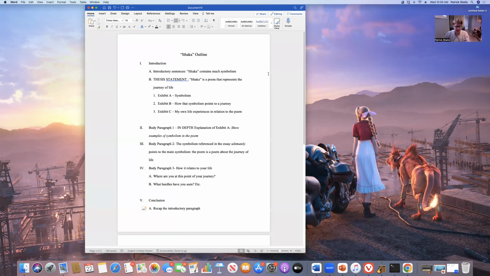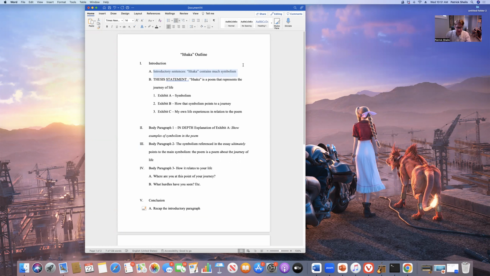So we have our introduction. Everything that goes inside the Roman numeral is going to be included in that specific paragraph. You'll notice that we have 5 Roman numerals because we are going to have 5 paragraphs for this essay. In the introduction, you have your introductory sentences, which are not the thesis statement. These are the sentences that introduce what you're going to be speaking about in the essay.